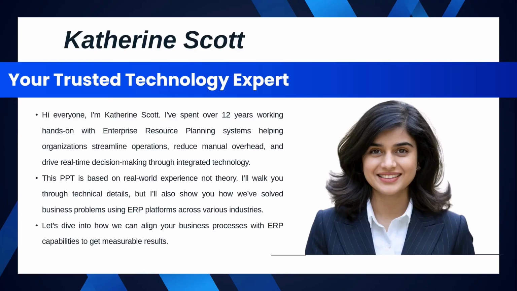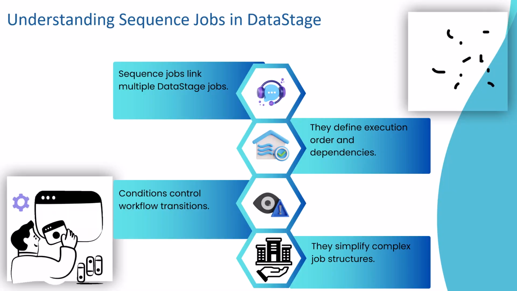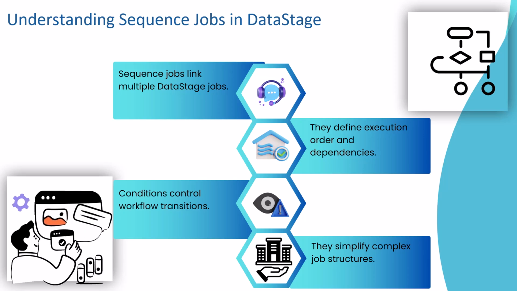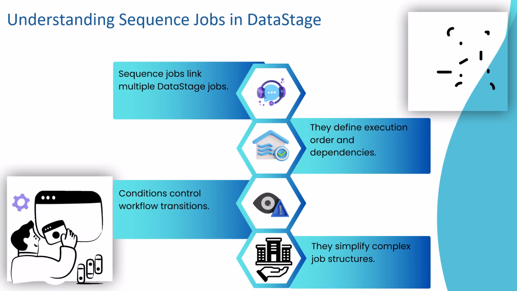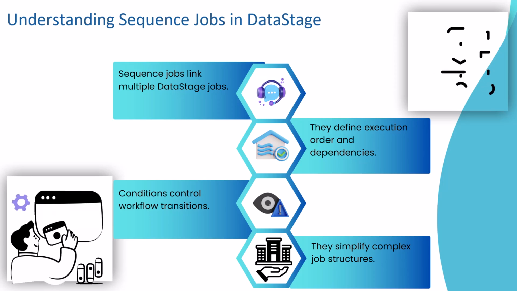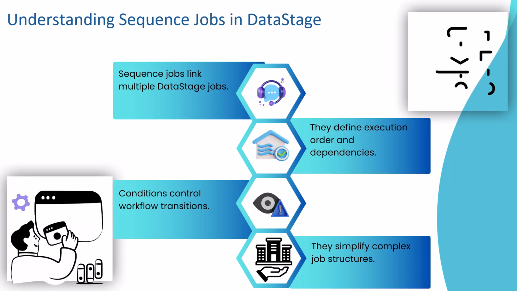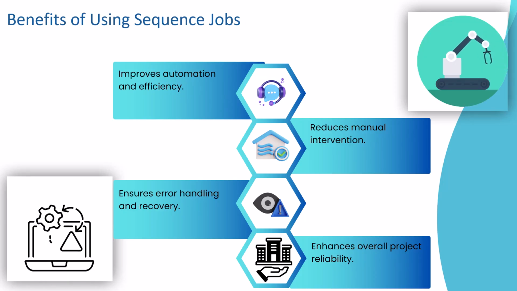Imagine sequence jobs as traffic controllers for your DataStage processes. They define the execution order, manage dependencies, and control workflow transitions. Without them, it would be chaos. They turn complex job structures into organized, manageable workflows. Trust me, this is one of those features that makes your job easier and keeps you from pulling your hair out.